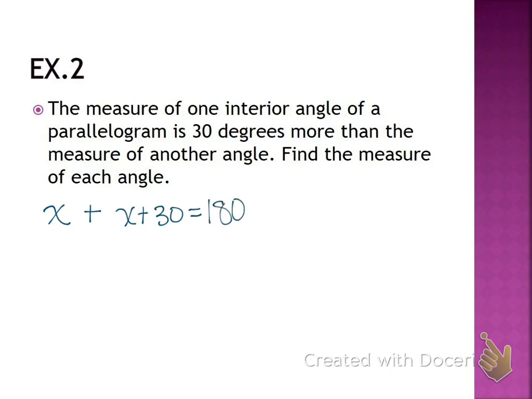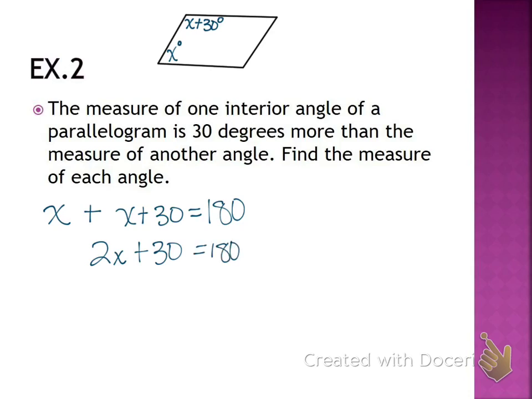Do we have questions about this thought process? If a diagram helps you, you could draw yourself a little parallelogram. You could say, well, if I know this one's x degrees, this one has to be x plus 30 degrees, and you could show it in a diagram. But you don't have to do that. To solve this, we would combine like terms and get 2x plus 30 equals 180.